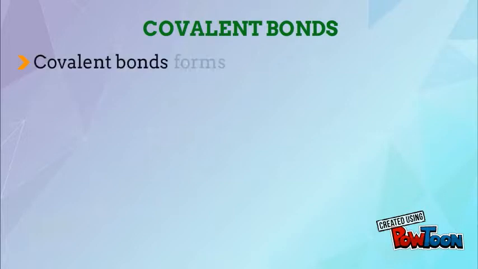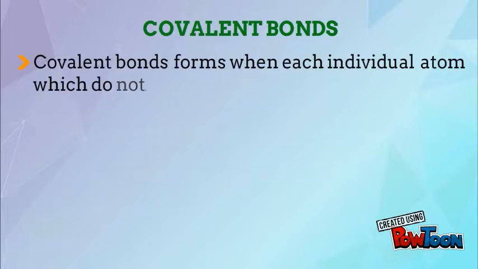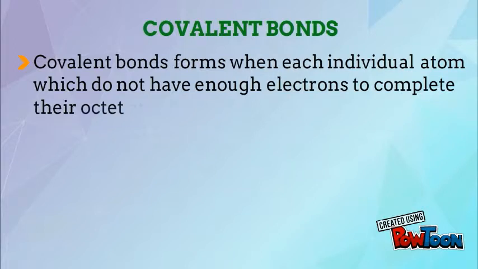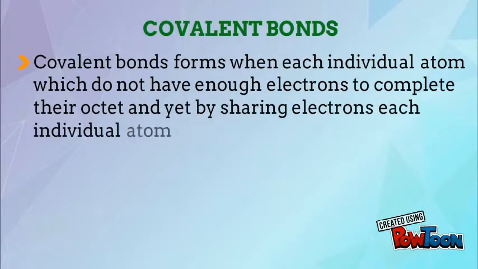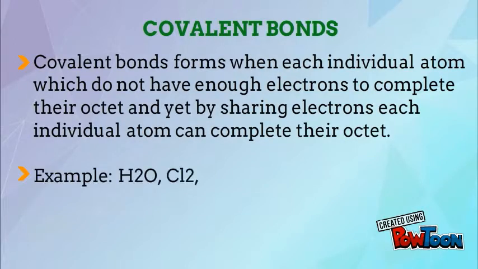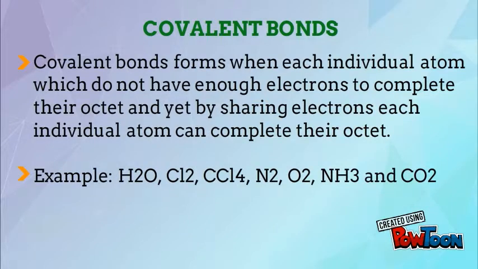Covalent bonds form when individual atoms do not have enough electrons to complete their octet, and yet by sharing electrons each atom can complete its octet. Examples: H2O, Cl2, CCl4, N2, O2, NH3 and CO2.